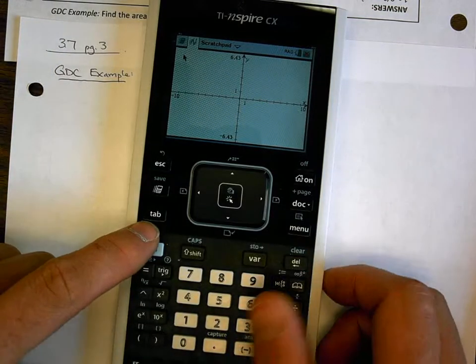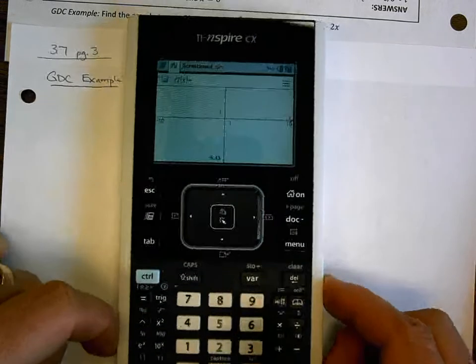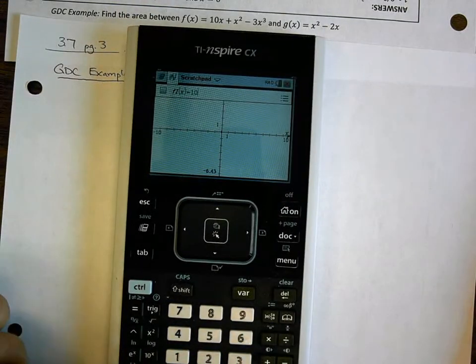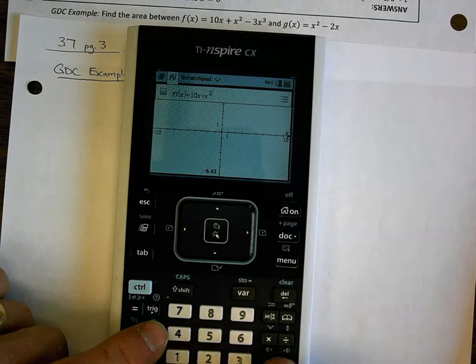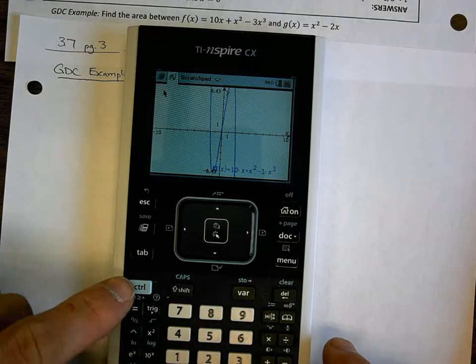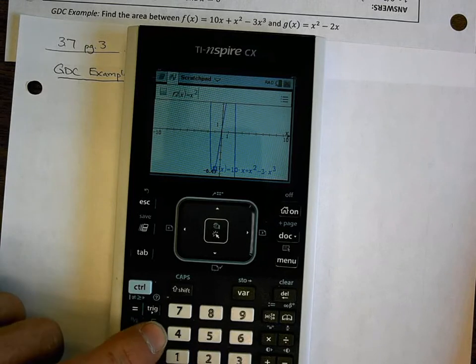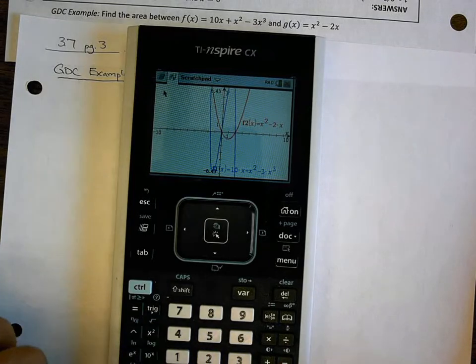I go onto my graphing calculator, I press tab, and I enter the two functions. So what's the first one? 10x plus x squared minus 3x to the power of 3. Press enter. Okay, then press tab again. My second function is x squared minus 2x. Press enter. Okay, now I have two graphs.